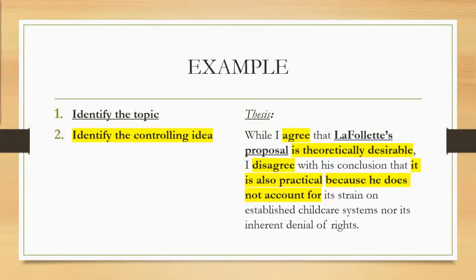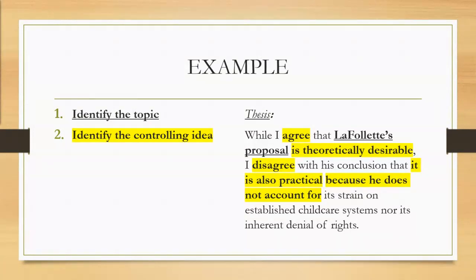Okay, so let's take a look at this. First, let's identify what the topic is. So the topic here I have in bold and I have underlined. Well, what is it that this thesis statement is referring to? Well, we know it's referring to La Follette's proposal. We see the topic is underlined here. And then the controlling idea, which is the point that we are making about La Follette's proposal.